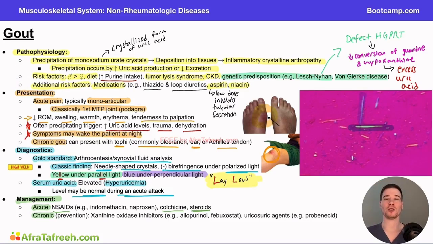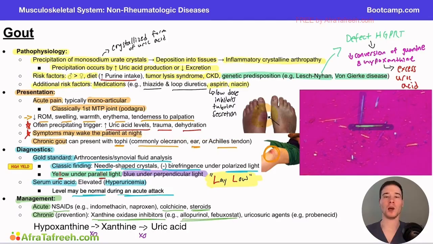There are medications that we can use to treat this in the long term. And those classic ones are going to be the xanthine oxidase inhibitors, most commonly allopurinol and febuxostat. So how do xanthine oxidase inhibitors help decrease uric acid?